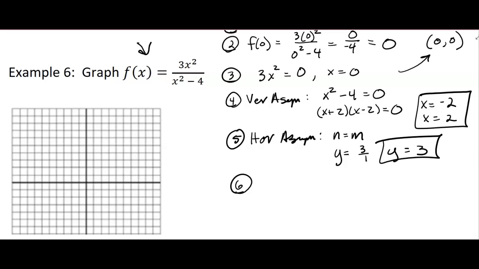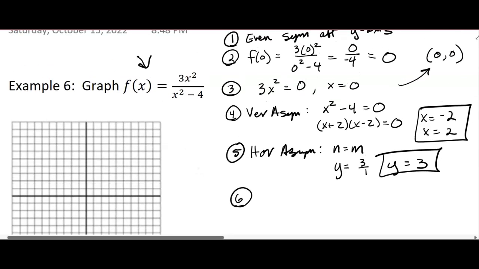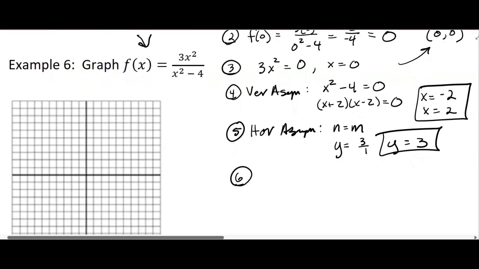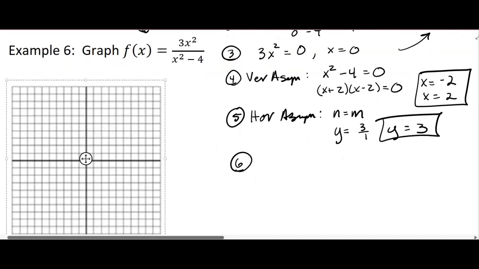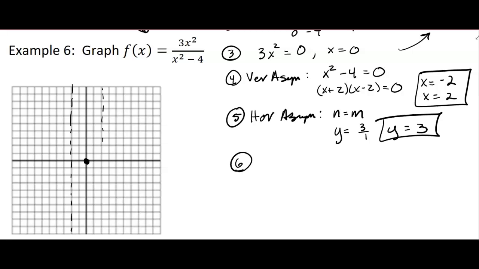Now, the book describes it a little bit better, and I'll try to do that here. So we know it's symmetric about the y-axis. We know it goes through the point, the origin. So there it is. And we've got a vertical asymptote at negative 2. And we've got a vertical asymptote at 2. And then we've got a horizontal asymptote at 3. 1, 2, 3.